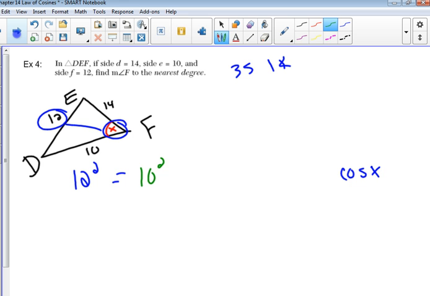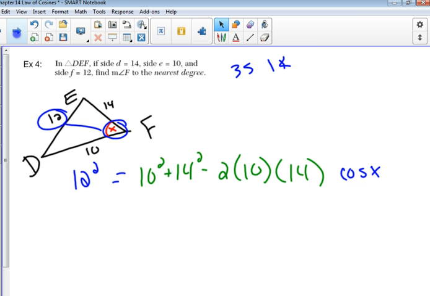We got 10. And a lot of you see your little lines, we should be chunking, right? Because your x is the angle, we have to chunk it up.